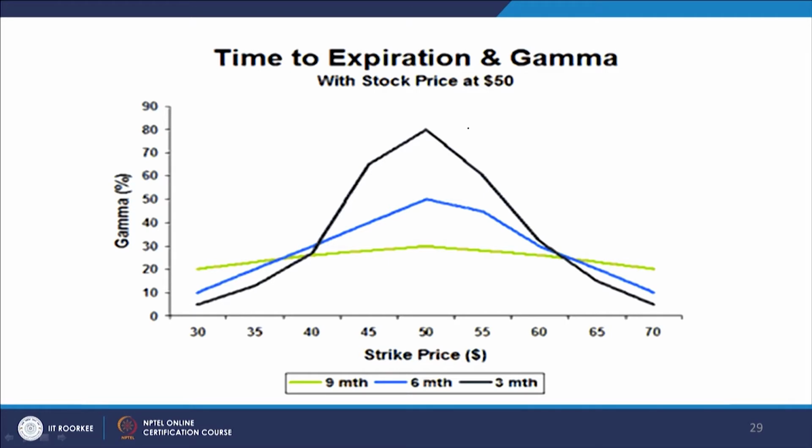What is the counter side of it? I will come to it when I discuss the next option Greek, which is theta. However, as I mentioned, for in the money and out of the money options, gamma approaches 0. As you can see also in this diagram, this is the 9 month, this is the 6 month blue one, and the black one is the 3 month one.